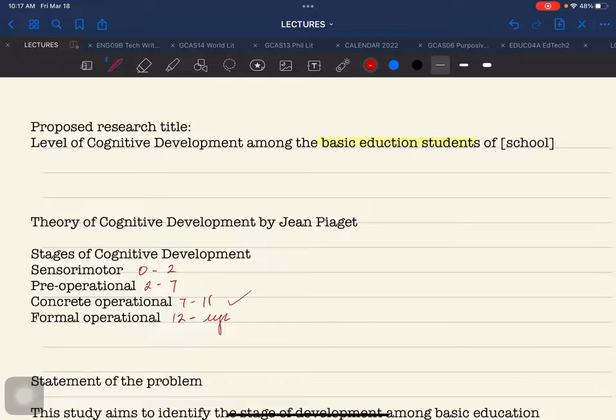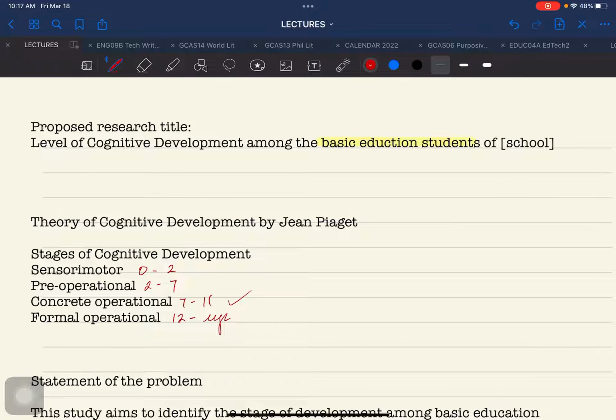Therefore, instead of enhancing, you can just discover the strategies used in order to achieve this particular result of having a concrete operational stage at the kindergarten level. Okay, basically, I'm giving a hypothetical result. This may be the case, this may not be.